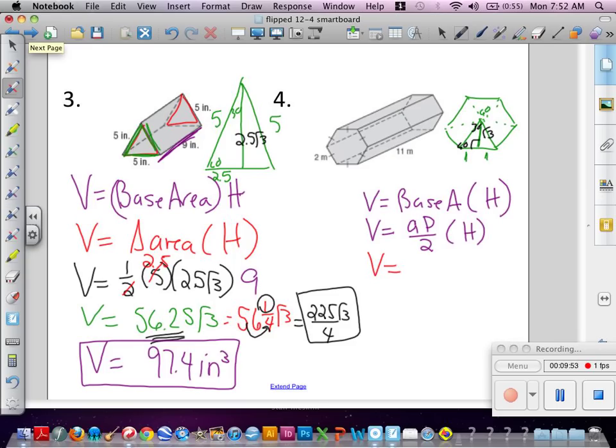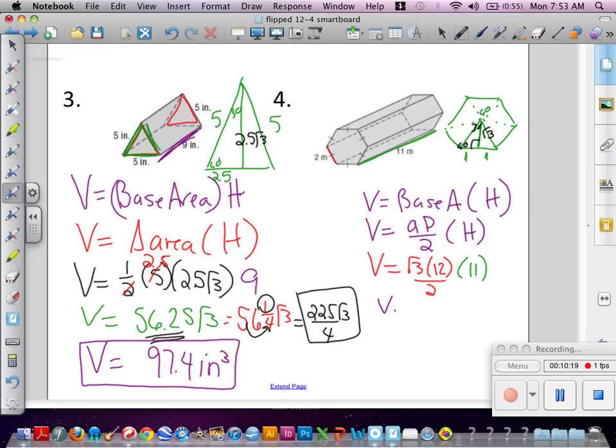My apothem is root 3. I have 2 for my side, so 2 times 6 is 12, so my perimeter is 12. I'm going to divide that by 2. And now I need the height of my prism. Here's the height of my prism, which is 11. So all of this work would have to be shown as you're working out in your homework, people.